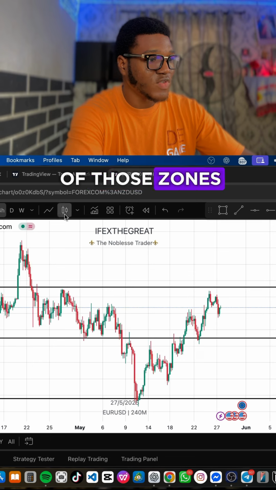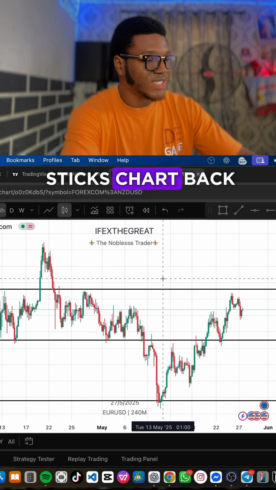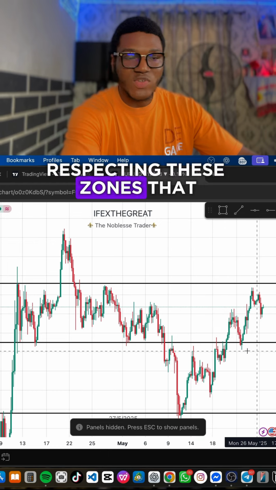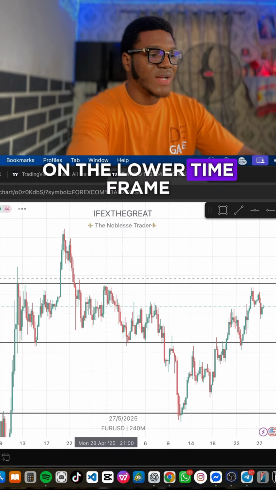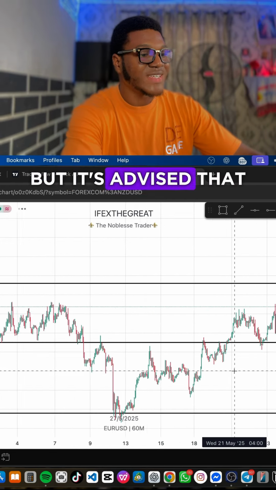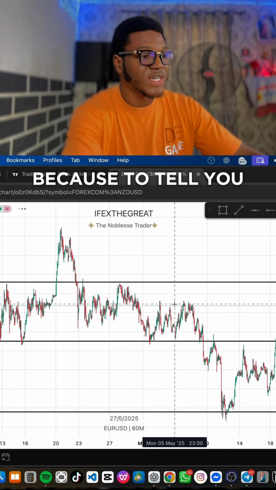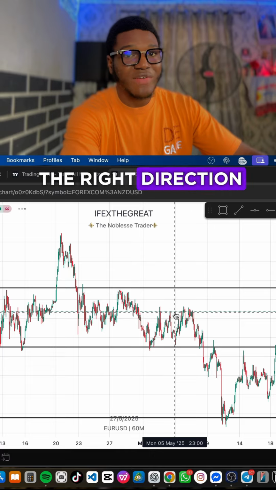After marking out all of those zones, you activate your candlestick chart back, and you can see how well and how detailed the market has been respecting these zones that we just marked out. You can also go on the lower time frame and check for more zones, but it's advised that you take your zones on the higher time frame, like the 4-hour time frame, because it will tell you and predict the right direction the market is heading to.